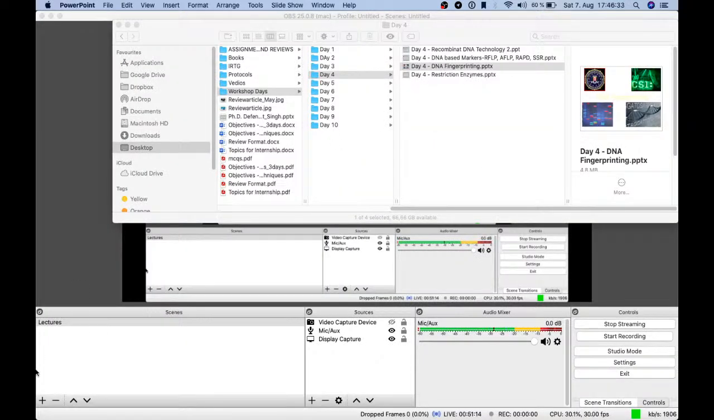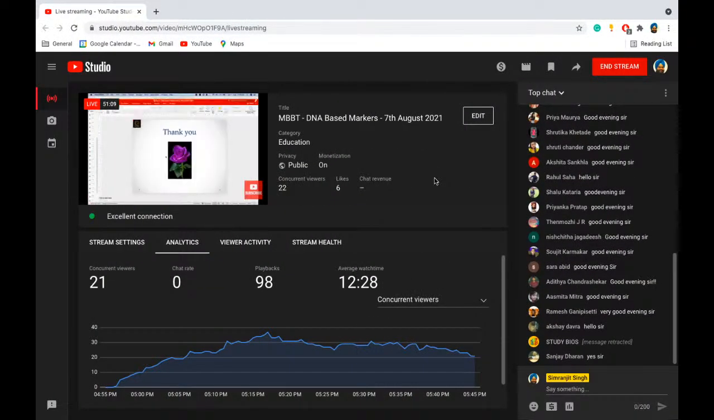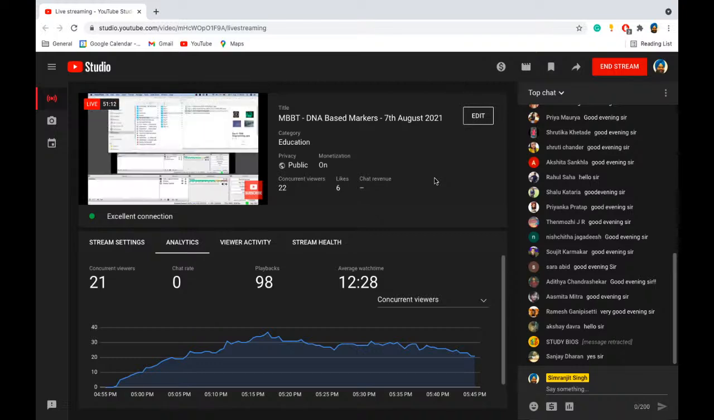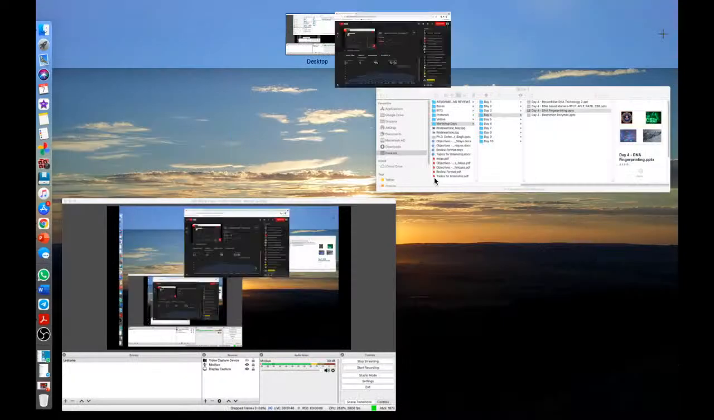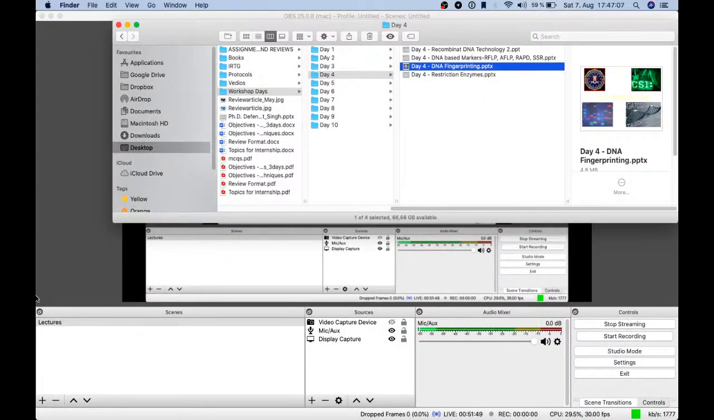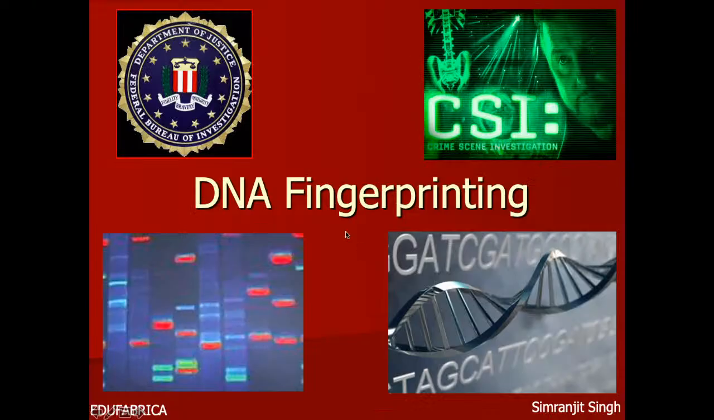Now the last topic that is left is your DNA fingerprinting. To understand DNA fingerprinting, we first have to have a clear idea about DNA markers and restriction enzymes, and the combination of these two will help us understand DNA fingerprinting. That's why I first started with the restriction enzyme today, then we finished the part on DNA molecular markers. Now the third section that we're going to start is DNA fingerprinting, which is a combination of restriction enzymes and DNA molecular markers.